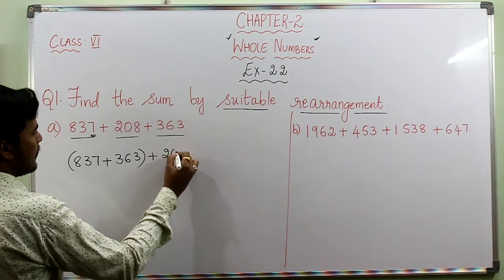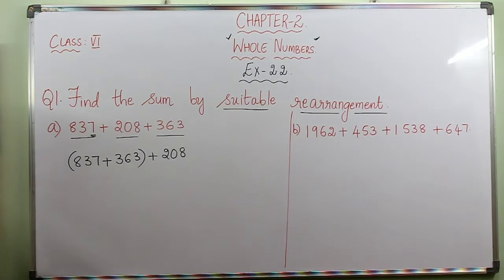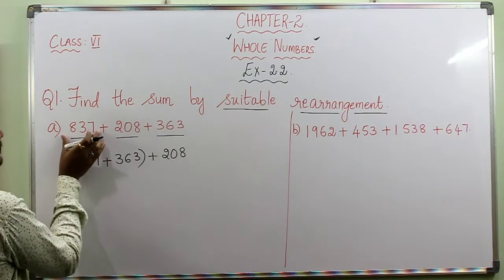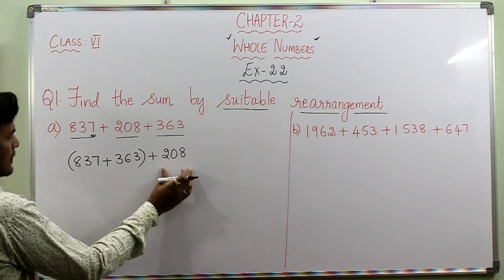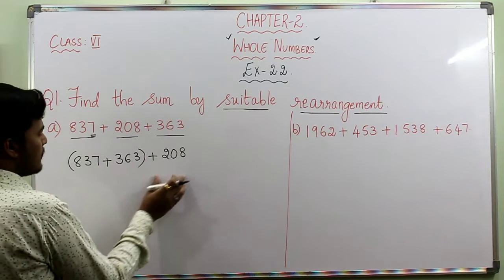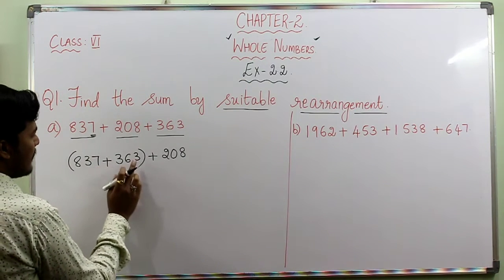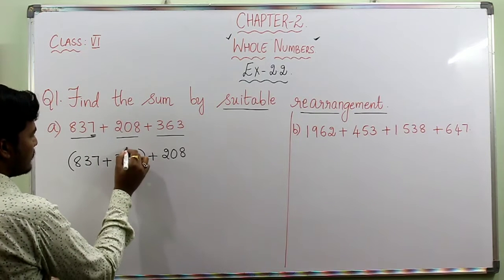Plus 208. Okay, I am arranging the terms: this term and this term together and this as it is. This is what rearrangement is. So if I arrange like this, I will be getting 7 plus 3 will become 10.